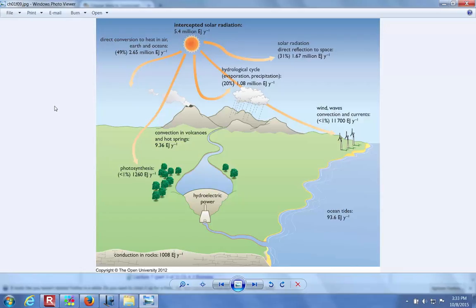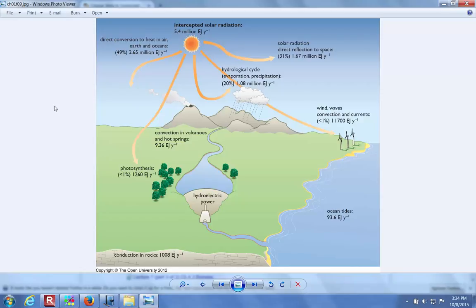So this is figure 1.9 from the text, and it says intercepted solar radiation is around 5 million exajoules per year coming from the sun. This isn't going to quite get to where you want to get to, but by difference we can maybe ascertain what it is. Direct conversion to heat in the air, earth, and oceans, around half of it, 2.65 million exajoules per year. Solar radiation reflected to space is 31%, 1.67 million. So that's worthless to us on the Earth.